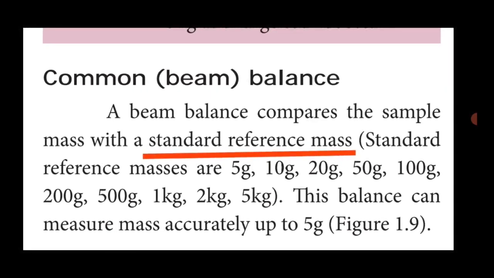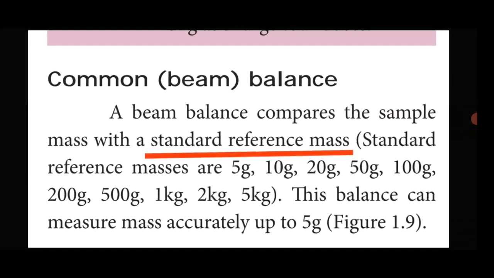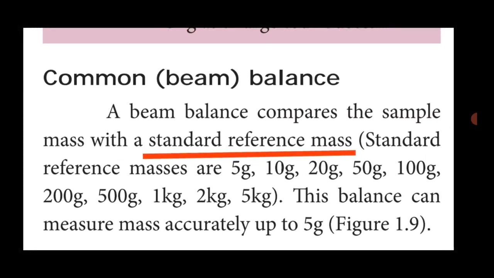The common balance, otherwise called the beam balance, compares sample masses with the standard reference mass. This balance can measure the mass accurately up to 5 gram only. Below 5 grams are not measured accurately in this balance. This is the common balance. See this picture.